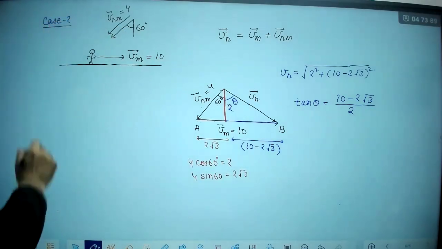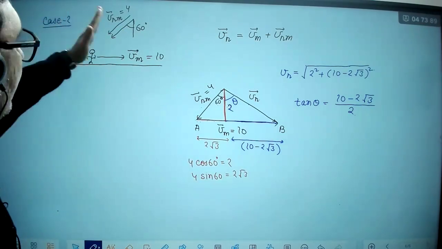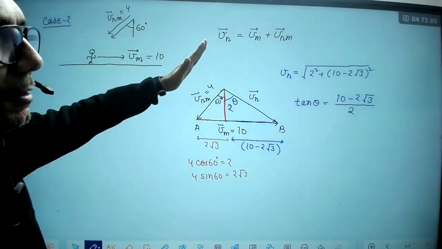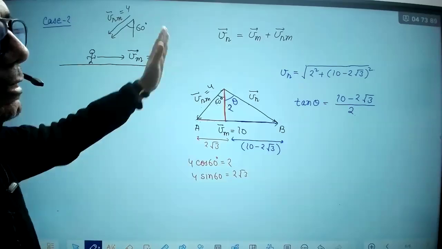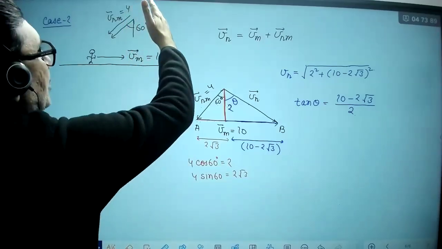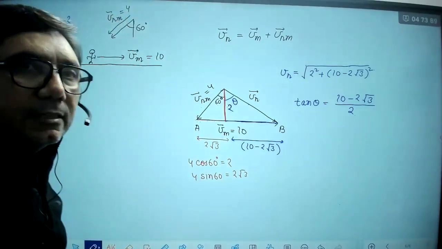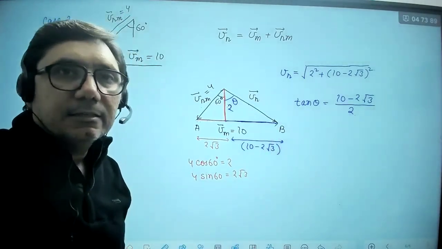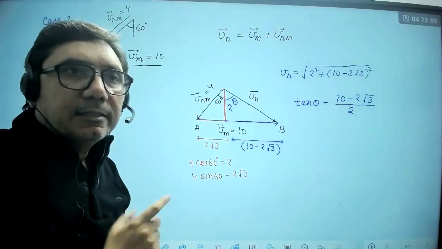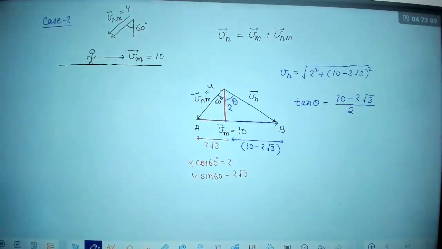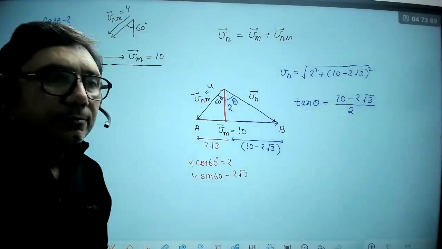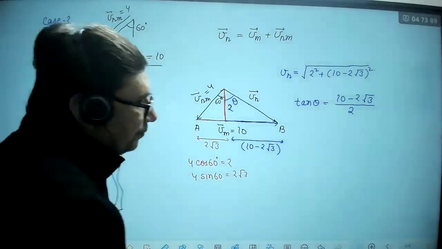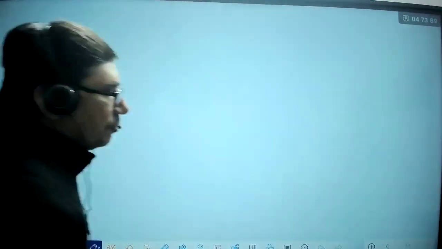So first, for a moving person, rain may fall from behind. Second case may be when rain is falling on his face. This is the second case. Is this case clear to everyone? Yes, sir. Now there is a third and last possibility.